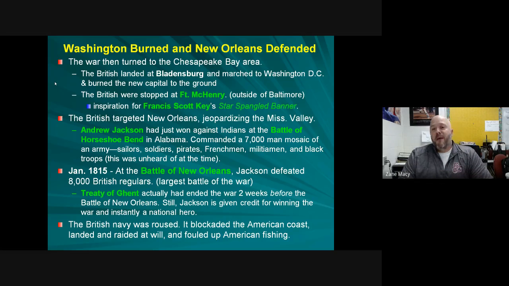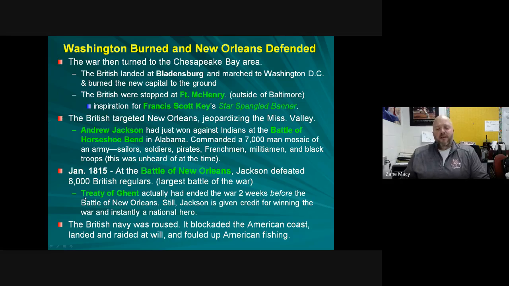The most famous battle of the War of 1812 ends up being the Battle of New Orleans. January 1815, the Battle of New Orleans. Jackson and his 7,000 man force ends up defeating 8,000 British regulars. It was the largest battle of the war. It's the most famous battle of the war. Andrew Jackson is credited with winning the war for the Americans.